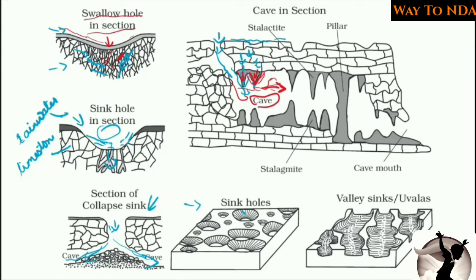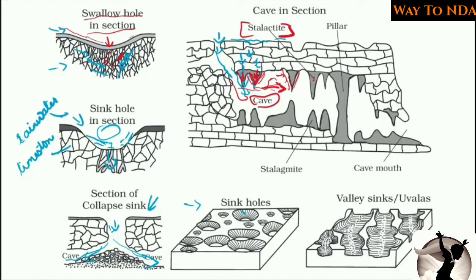Here you can see this type of features are developed where the water is dropping down. These structures are formed due to the seeping of water and deposition of calcium carbonate. These structures are called stalactites, which are from above.